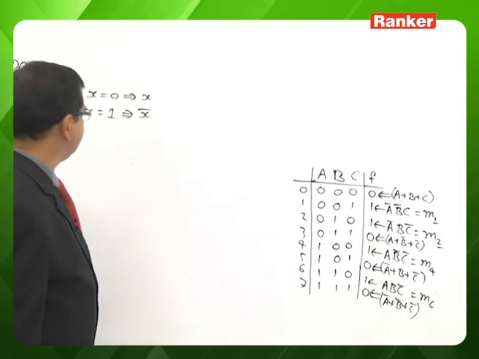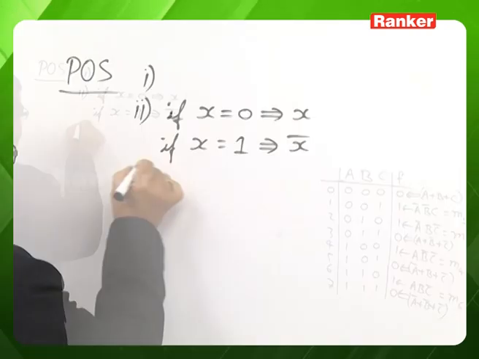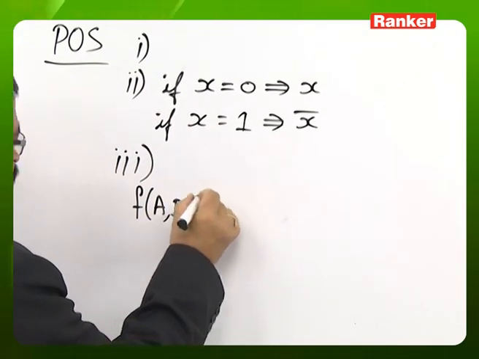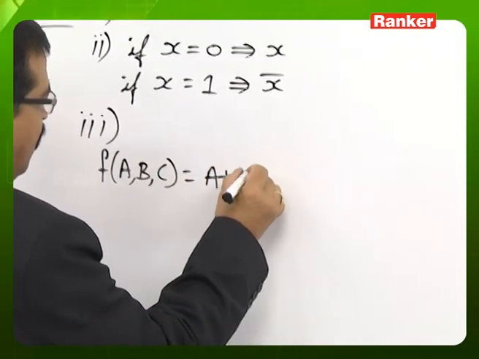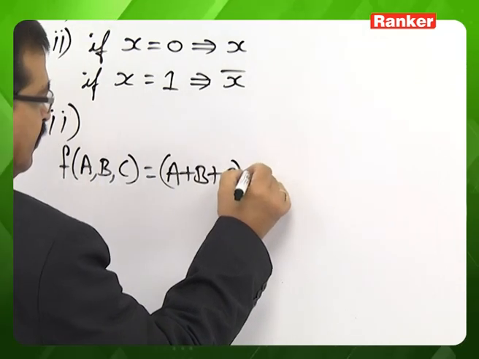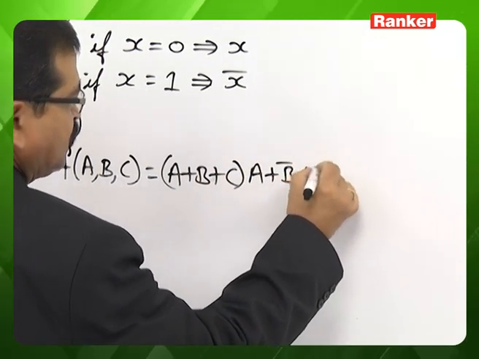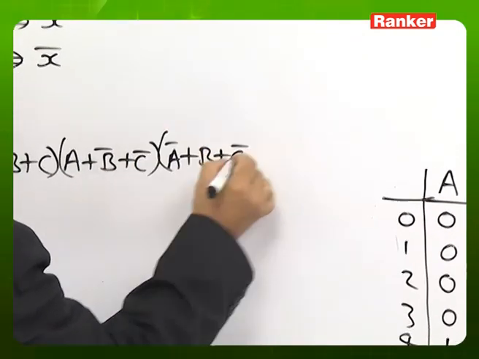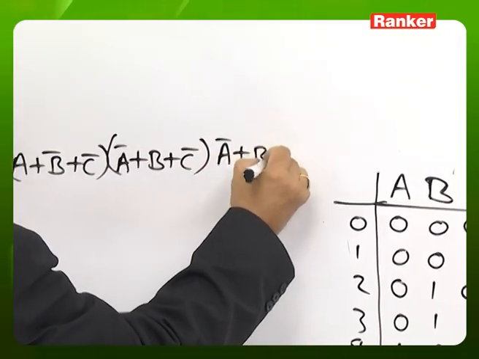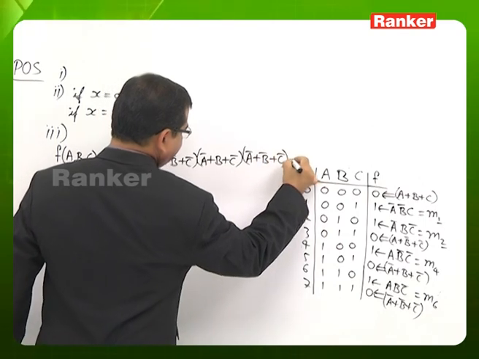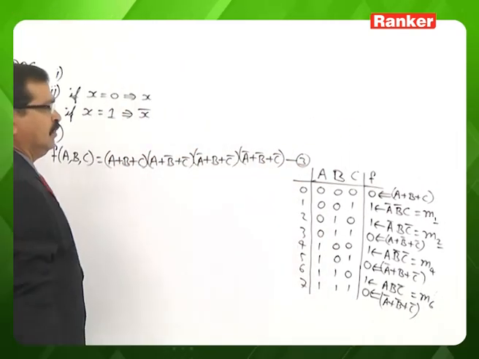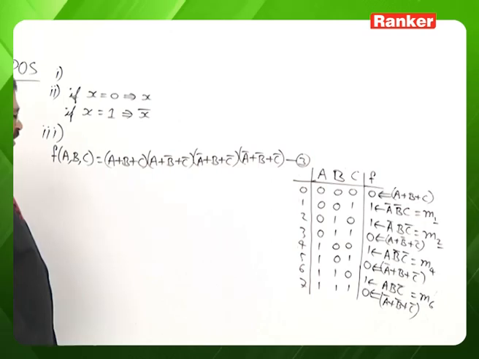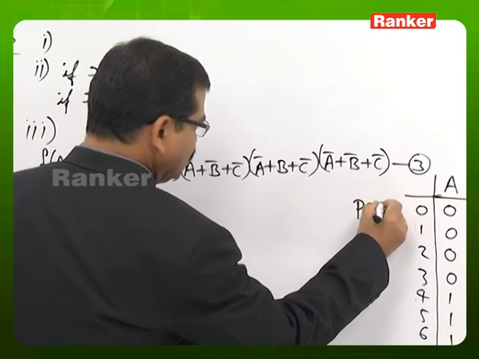After writing the sum terms, we need to take the AND operation among them. F of a, b, c is equal to (a or b or c) and (a or b complement or c complement) and (a complement or b or c complement) and (a complement or b complement or c complement). This equation 3 is very similar to the equation y, hence we name this a product of sum expression.